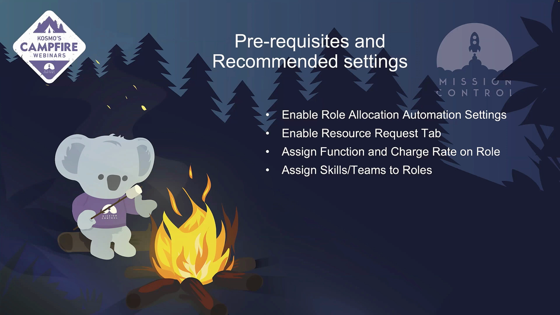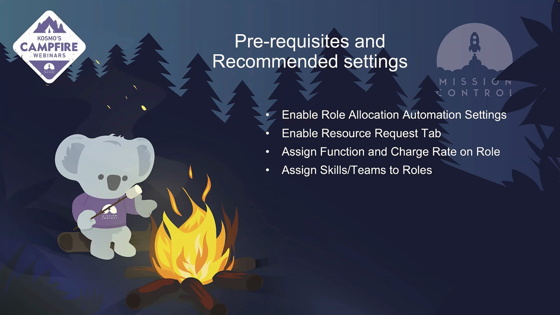And then there are some settings that we recommend enabling on the role record for your roles. The resource request tab is available on the resource planner. Again, to access that, you need to have the role allocation automation settings enabled. And to access the resource request tab itself, you might be familiar with the view tab fields on the role records, where you can hide different tabs from users. There's a checkbox there that allows you to hide or show that tab to that role, and you can manage that from the role records.